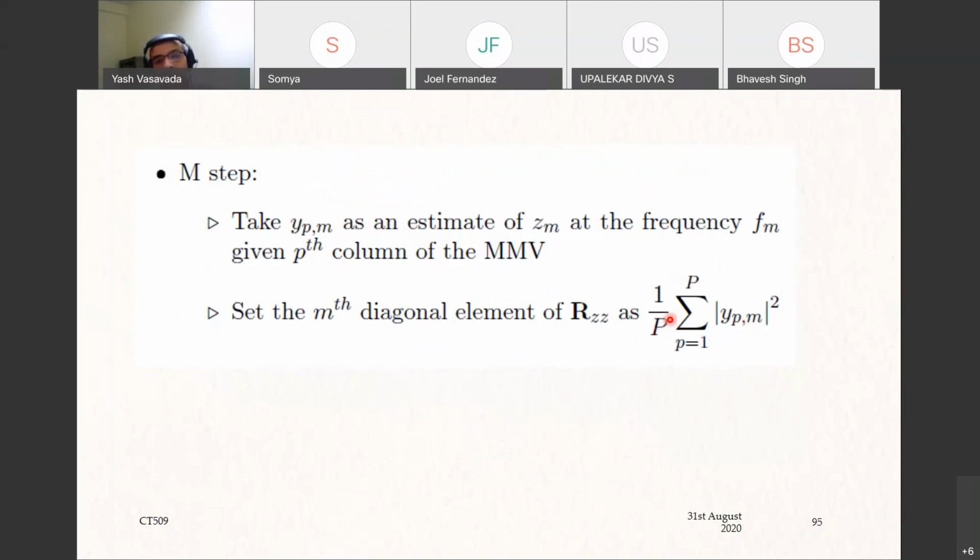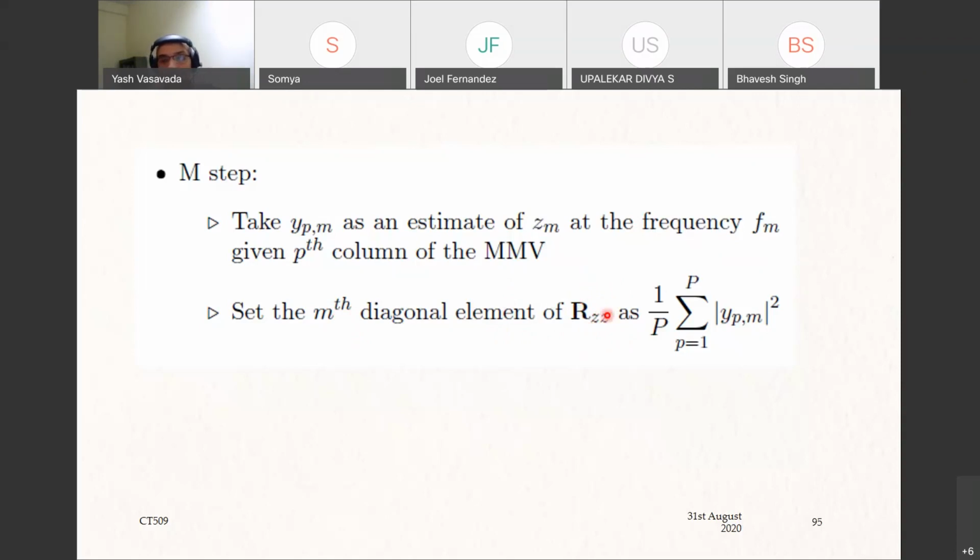Remember, we have a total of capital P data vectors now. And so we can run the MVDR on each of these P data vectors, the measurement vectors, MMV vectors. And for each output that we get, we average it out. And that becomes our new estimate of RZZ. We do it for all of the capital M values as we go along each column of matrix A, and that gives us the mth diagonal component of RZZ. As we complete the scan over all columns of A, we get the entire RZZ.